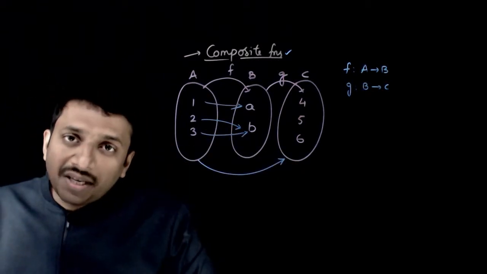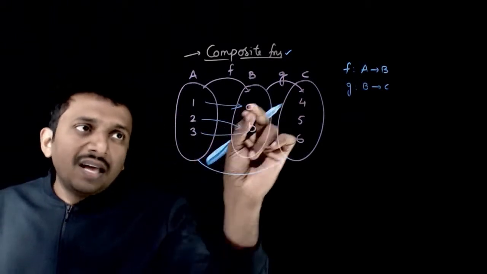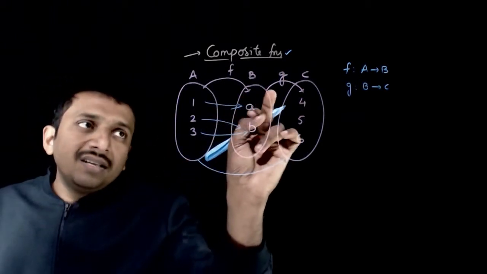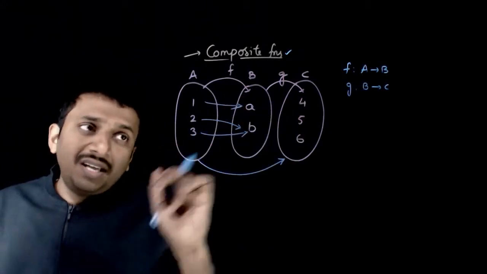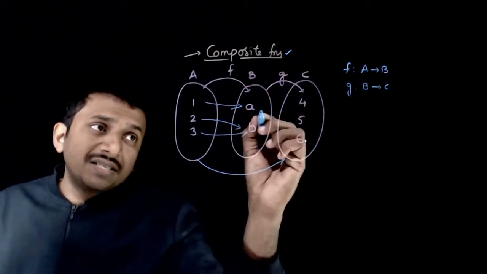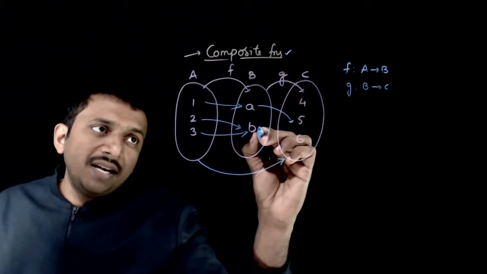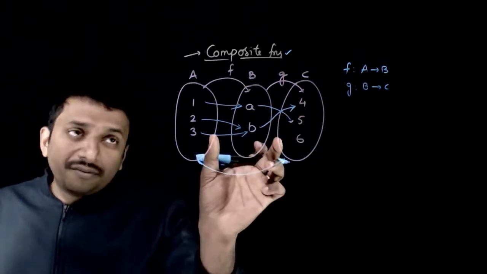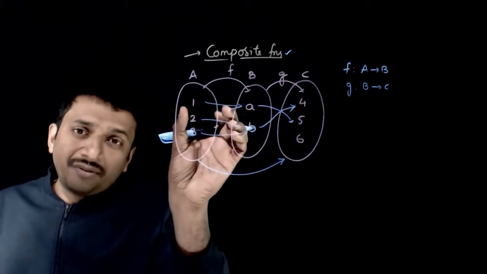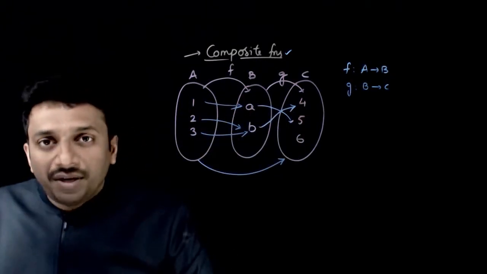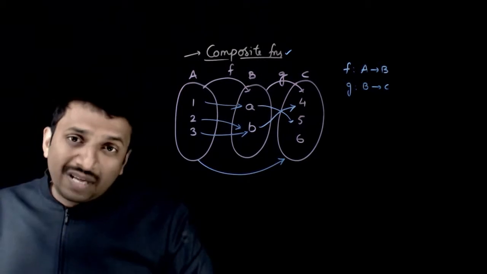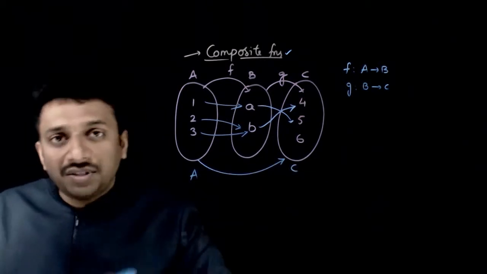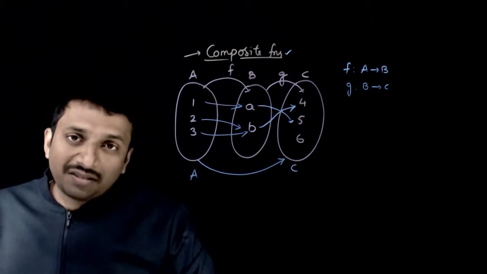So is it a valid function? Yes. Every element in set A has a unique image in set B. And let us say that the function g connects a to 5 and b to 4. So now you have the function f from A to B and the function g from B to C. So now, can I define a function from set A to set C, which looks something like this.